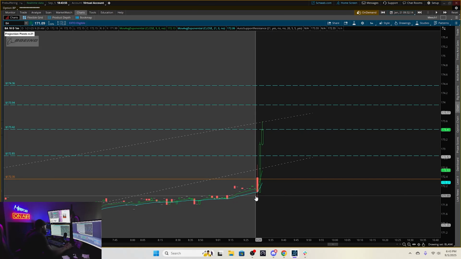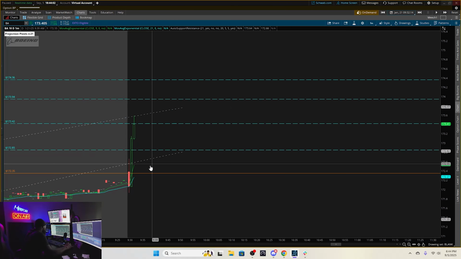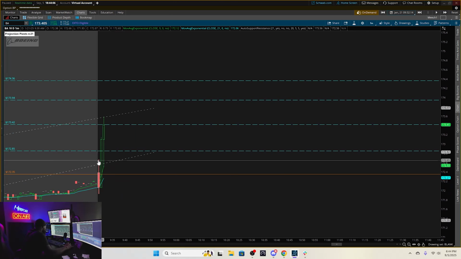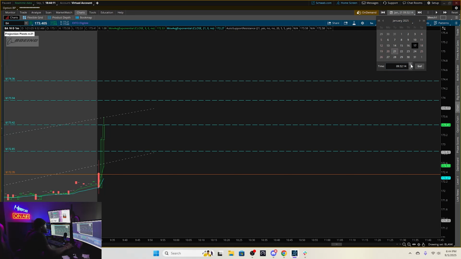Boom, same thing. We break out, we break through the high that we're watching, reject over the 1 minute uptrend, flat bottom, double bottom, intraday high break right here. Let's see. Let's go to 935.